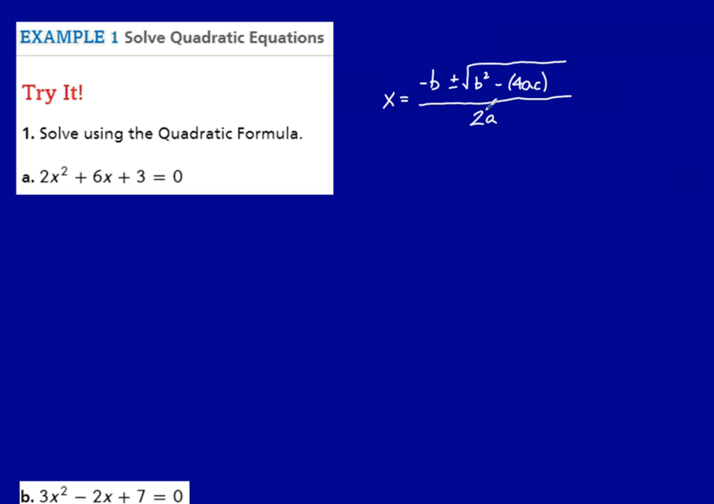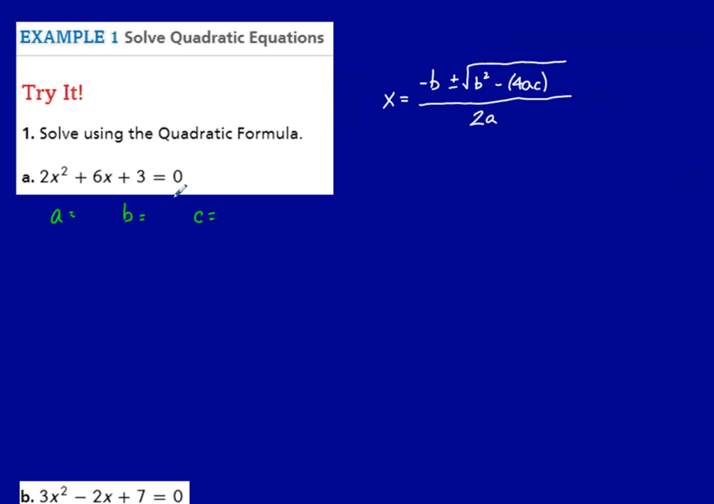So pause the video if you have to. Make sure you have that written down. Negative b plus or minus the square root of b squared minus 4ac all over 2a. Now, it is very important that you understand that all of that is under the square root symbol, and 4ac is a number that you will multiply by itself before you subtract. Now, where do this a, b, and c come from? Well, it's straight from the standard form of the equation.